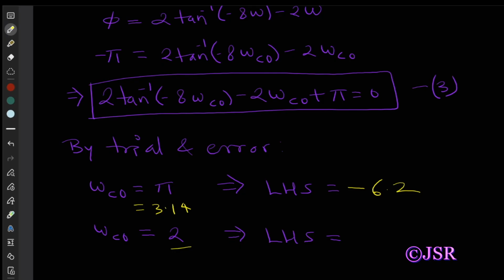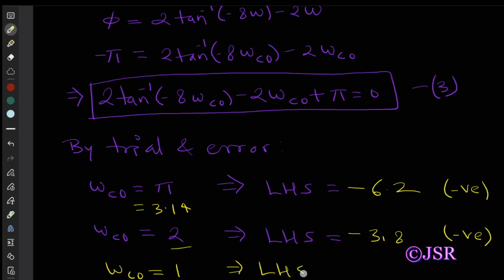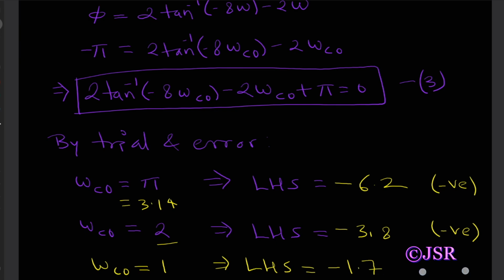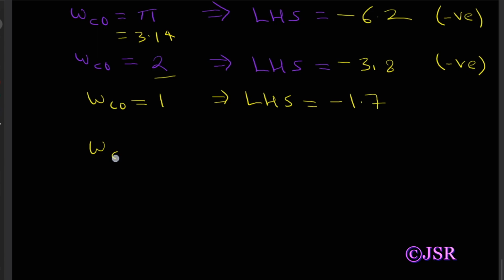So now we are getting 3.8, so minus 3.8. But again this is negative. So now let's use omega CO equal to 1 radian, and we are getting minus 1.7.